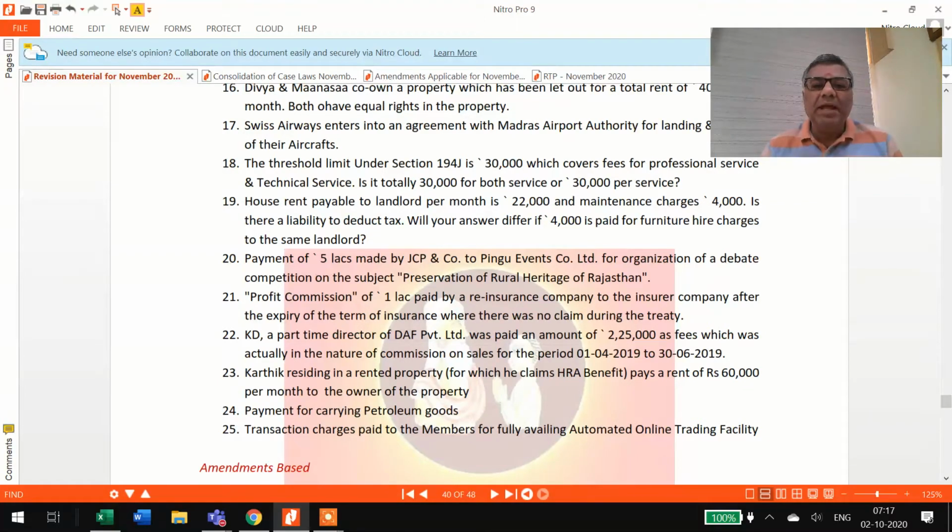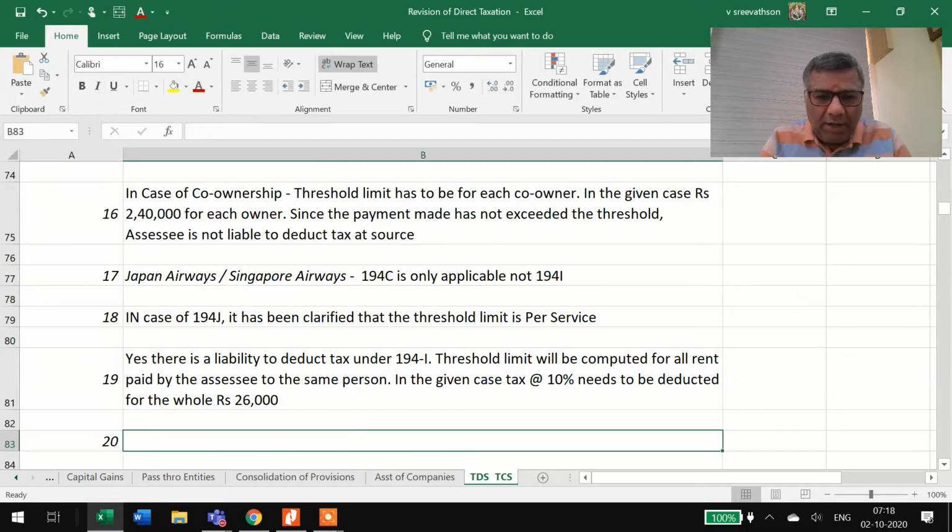Payment of 5 lakhs made to JCP and Co. or to Pingu Events Company for organizing a debate competition on the subject of preservation of rural heritage of Rajasthan. The question is, is it coming under 194J? This event management activity for conducting a debate, is it coming under 194J or 194C? It is a perennial dispute. The winners of the debate competition will be covered under the winnings category 194B.